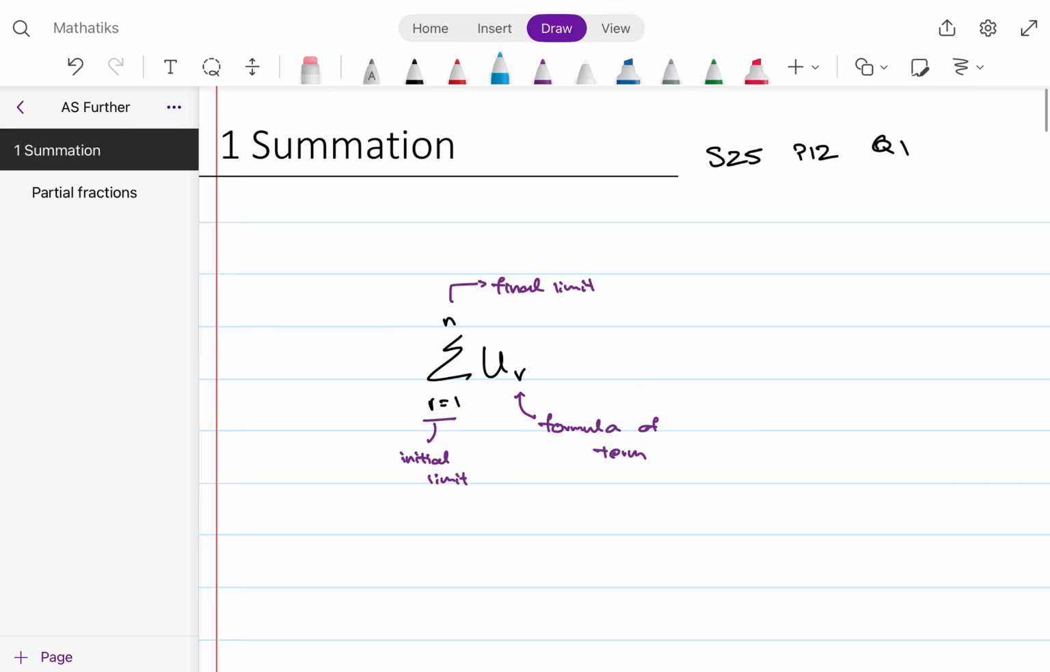Sigma notation is a way to express the sum of a sequence of numbers in a compact way. The symbol sigma means sum of, and this expression next to sigma in terms of r gives the pattern that the terms you're adding will take in the sequence. And these terms are from your initial limit until your final limit. So for example, if you're finding the sum of r from 1 until 5, you're doing 1 plus 2 plus 3 plus 4 plus 5.